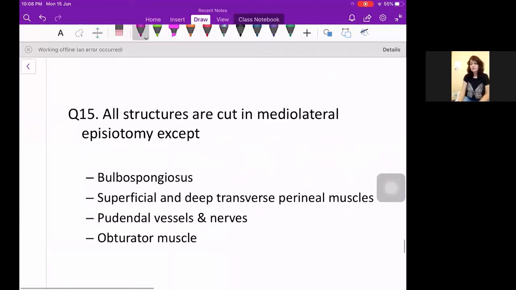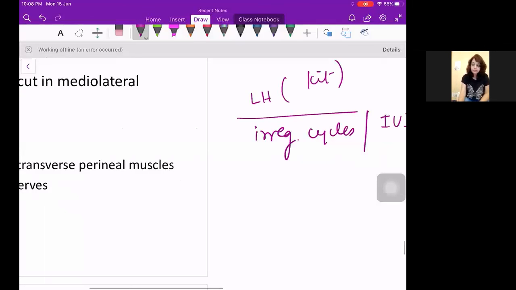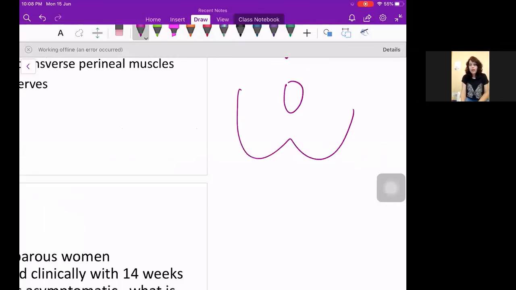Now, all structures are cut in mediolateral episiotomy except which one? Most commonly given episiotomy nowadays is the mediolateral episiotomy. There are different types of episiotomy. First of all, episiotomy is a second degree perineal tear, and we give local anesthesia at the site of incision. The types are median episiotomy, mediolateral episiotomy, lateral episiotomy, and J-shaped episiotomy.